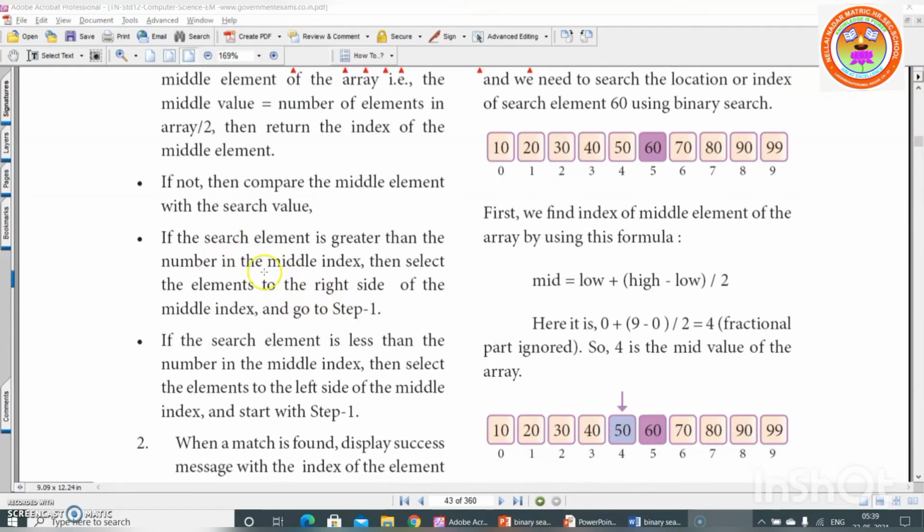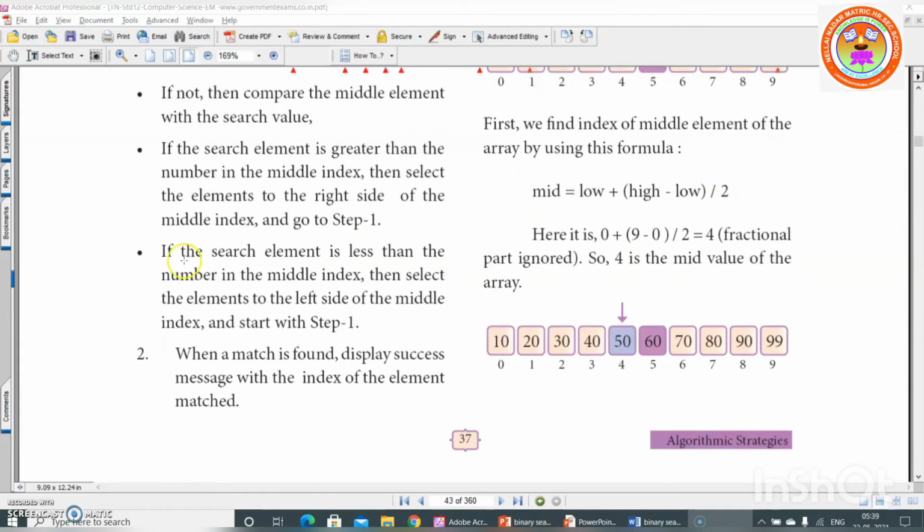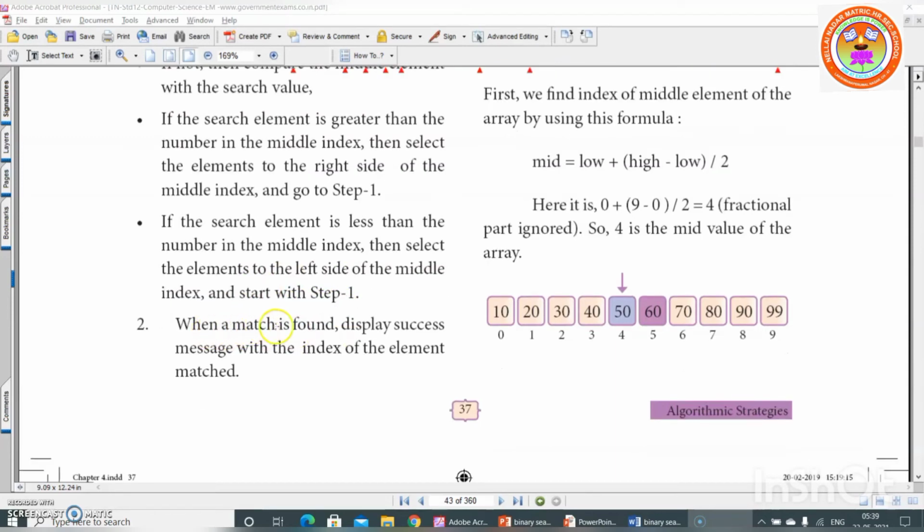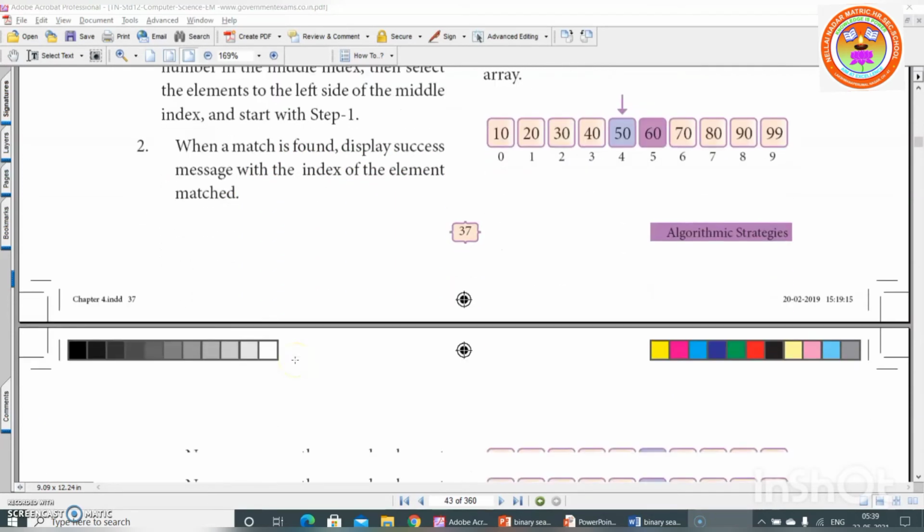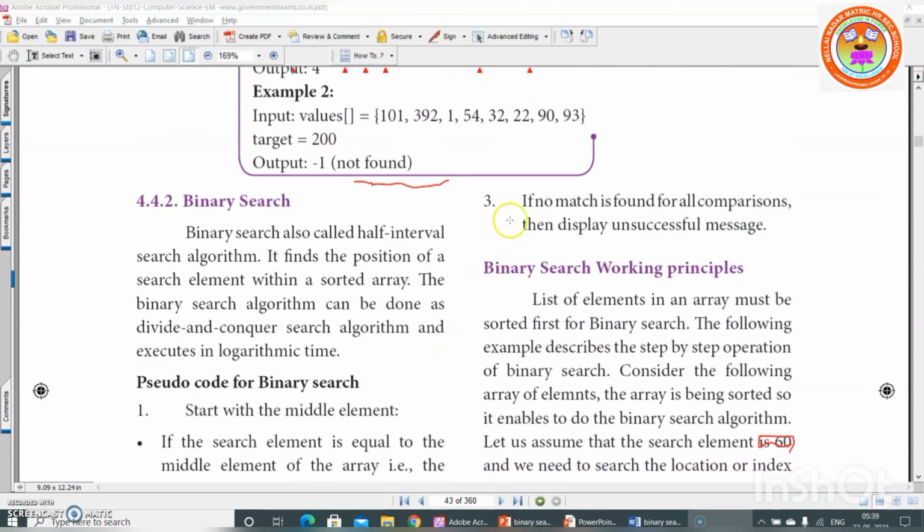Don't get confused. If you go through this properly, this is very easy. Pseudocode, you know, right? A rough work. If the search element is less than the number in the middle index, then select the elements to the left side of the middle index and start with step 1. When a match is found, display the success message with the index of the element matched. Understood? If no match is found for all comparisons, then display an unsuccessful message.